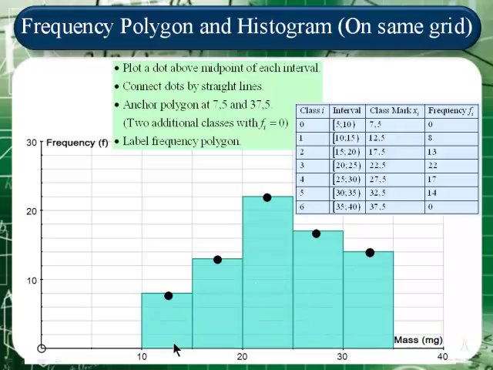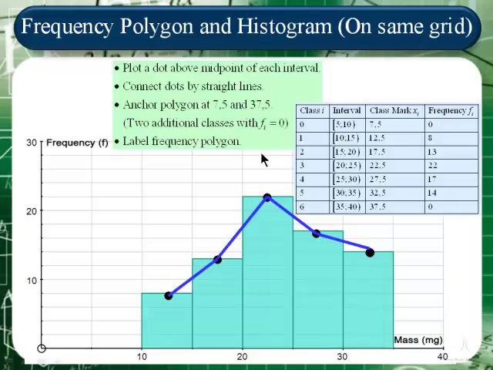So what we really do here is we plot the class mark against the frequency of the class. Now it's important too that we connect these dots with straight lines, and to complete the frequency polygon it needs to be anchored at the midpoint of the previous class and the midpoint of an additional class at the end, to which of course we allocate frequencies of 0.